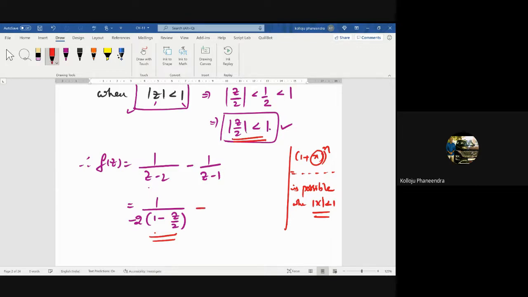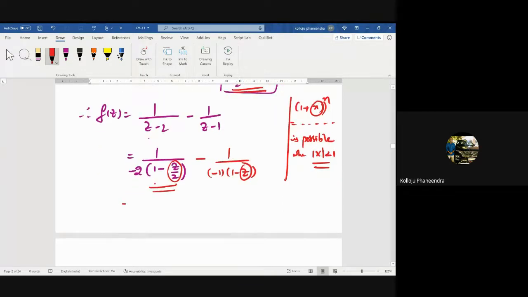Now, what is this one? Mod z less than 1. So I have to take minus 1 common here. I will write 1 minus z. So get these terms. The important ones are this z by 2 term and this z term. I will write once again: minus 1 by 2 into 1 minus z by 2, where mod z by 2 is less than 1, plus 1 by 1 minus z, where mod z is less than 1 and mod z by 2 is also less than 1.